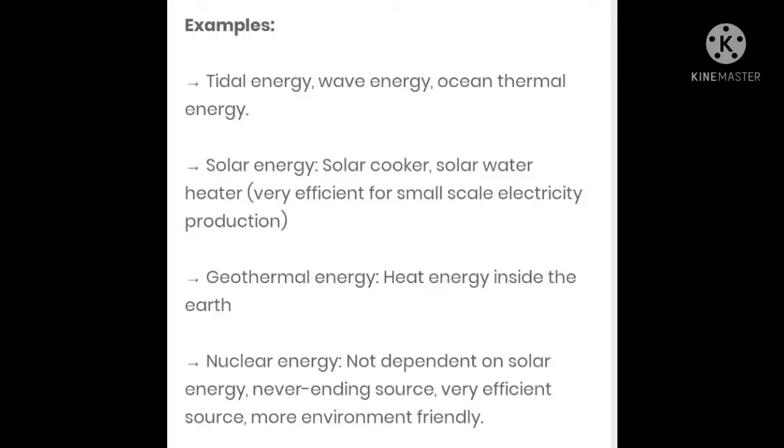Now, geothermal energy. Heat energy is inside the earth, so we can use as much as we want. It cannot be exhausted by human activities. Now, nuclear energy is not dependent on solar energy. It is a never-ending source, very efficient and more environmentally friendly. I hope you have understood inexhaustible natural resources and their examples. Now let us move ahead.